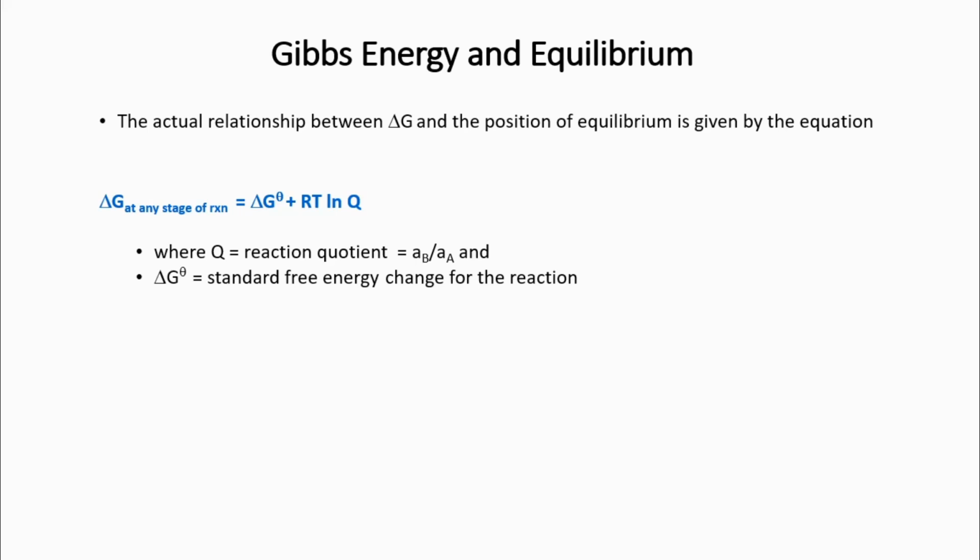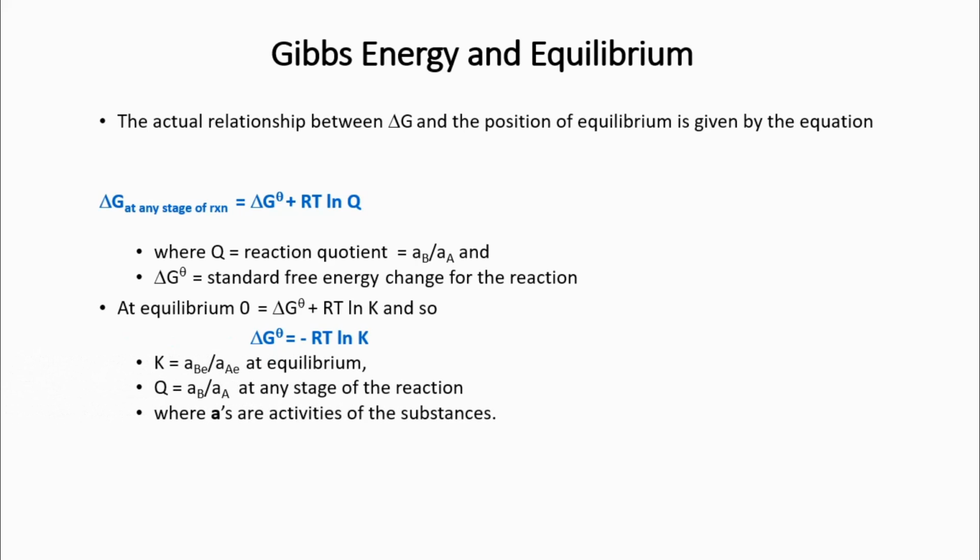Of course, like I mentioned, delta G naught is the standard free energy change for the reaction. Now, at equilibrium, the free energy change for the reaction is equal to 0. So this equation here, delta G naught plus RT ln Q, will be equal to 0. And so what we find is that delta G naught, the standard free energy change, is therefore equal to minus RT ln K, the natural log of the equilibrium constant, of course.